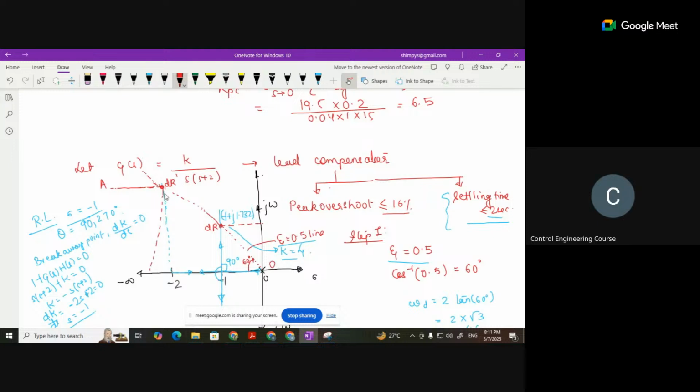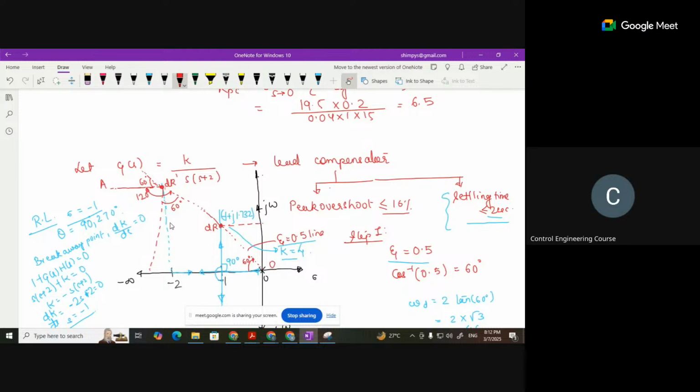I'm just drawing it because you need to do it with precision. If I measure this angle, it will be 120 degrees, and this angle will be 60 degrees. I have to draw the angle bisector. So the angle bisector will be coming at what angle? 60 degrees.